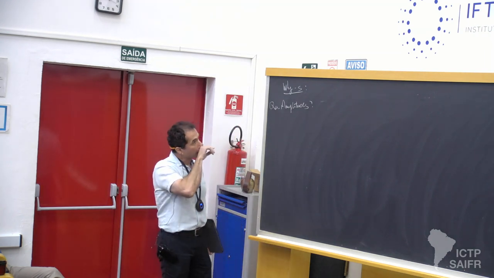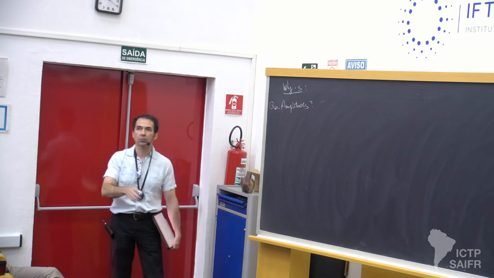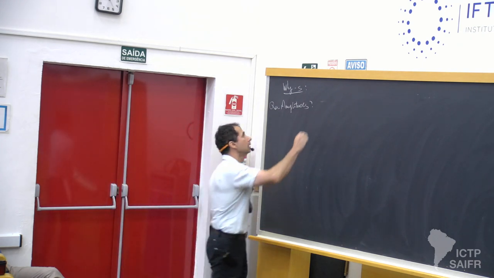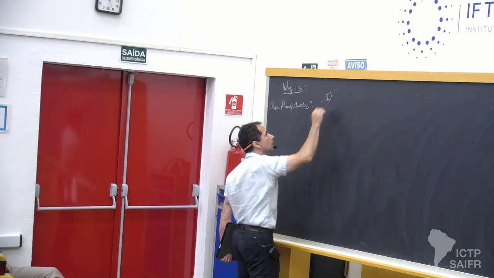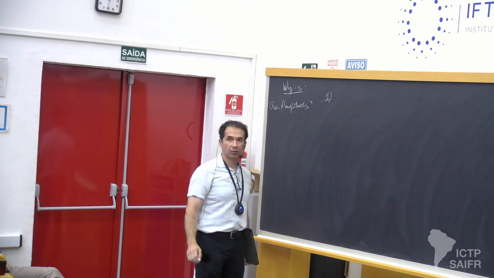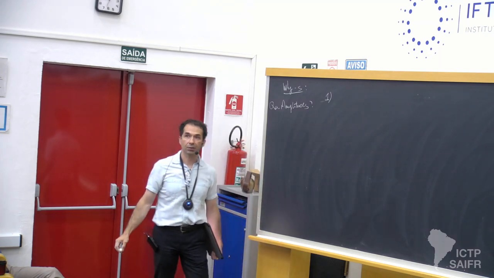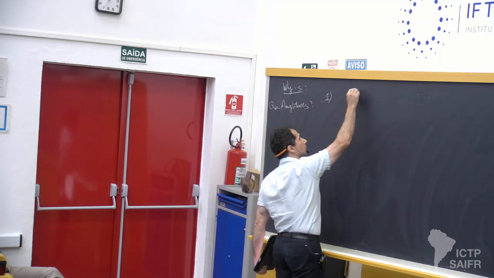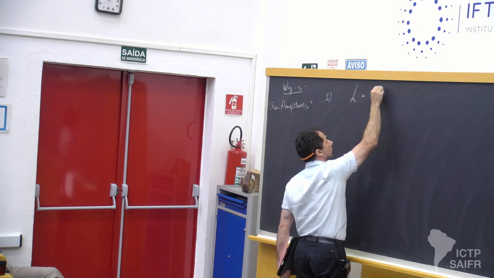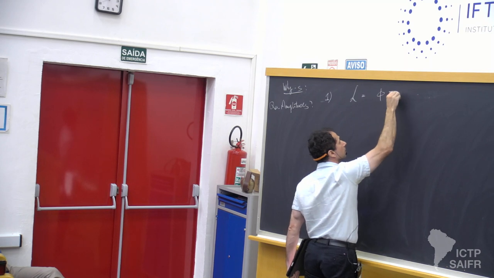There are at least two comments that one can make about this. If you attempt to solve classical equations of motion in a field theory, let's take a very simple field theory with Lagrangian, for lack of a better name, let's call it phi.